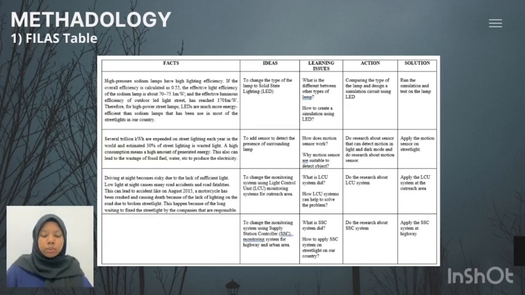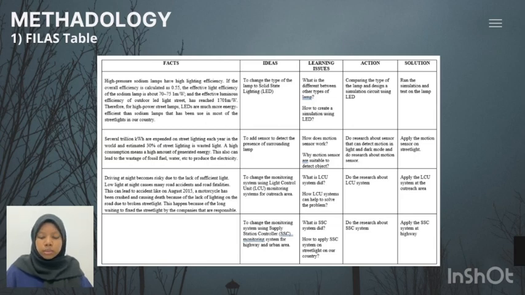For fact number 2, several trillion kilowatts are expended on street light, and an estimated 30% of street lighting is wasted. This is because of the continuous lighting on the street light, and this leads to electrical energy waste.